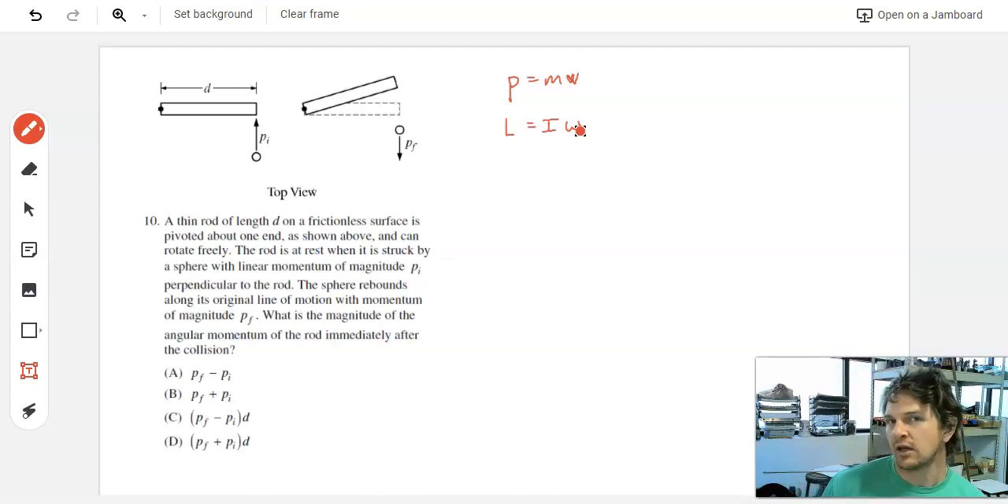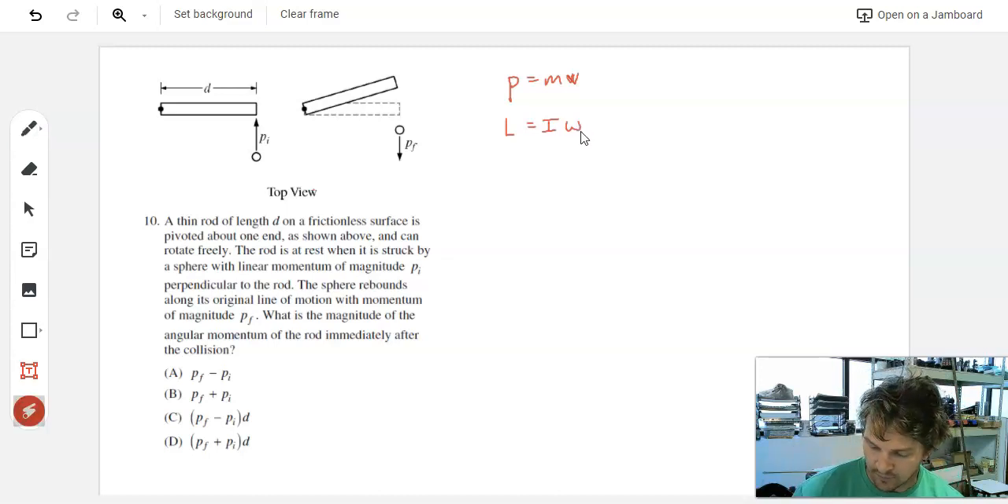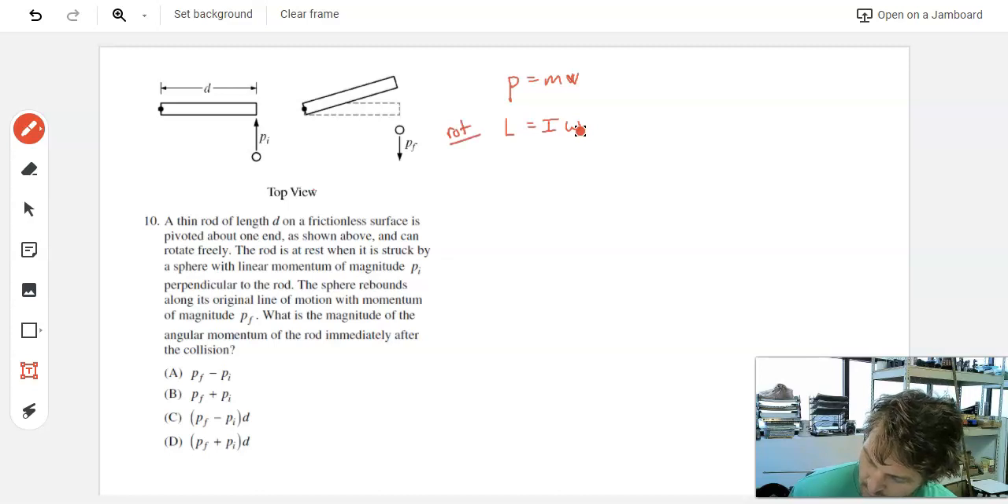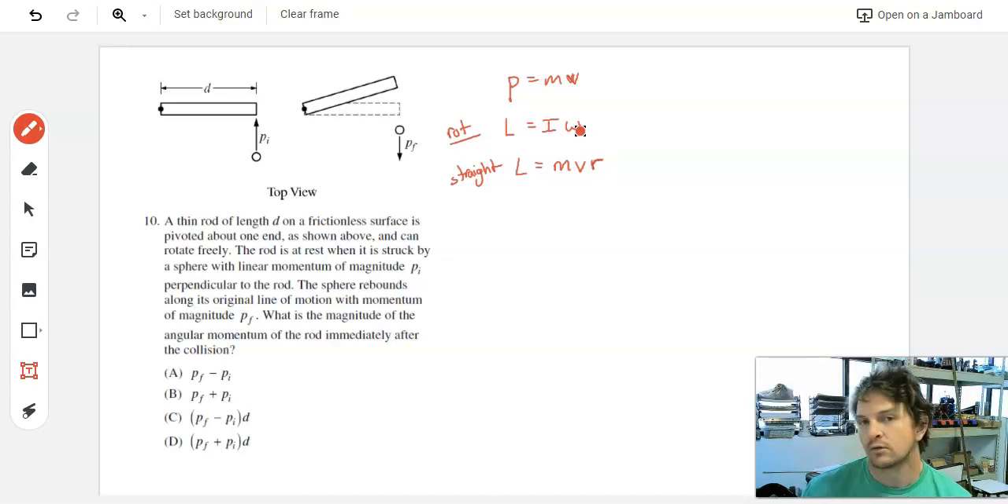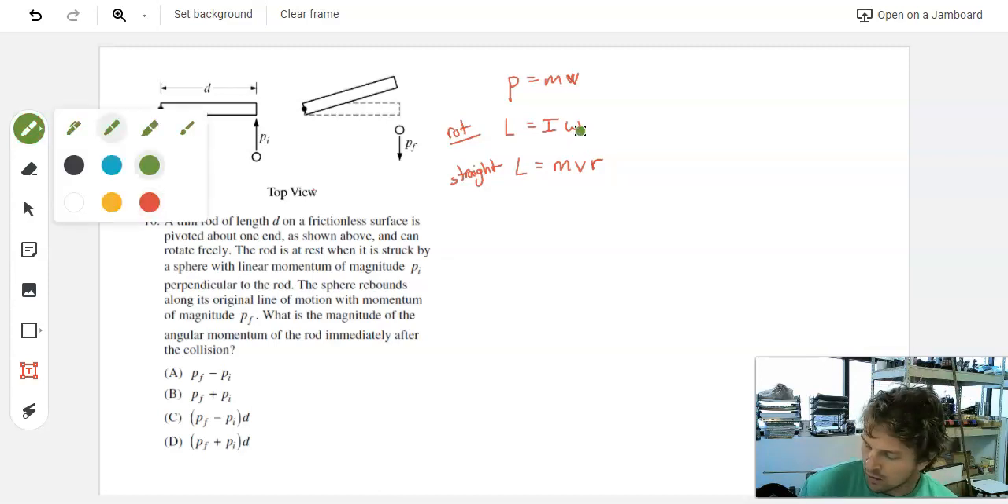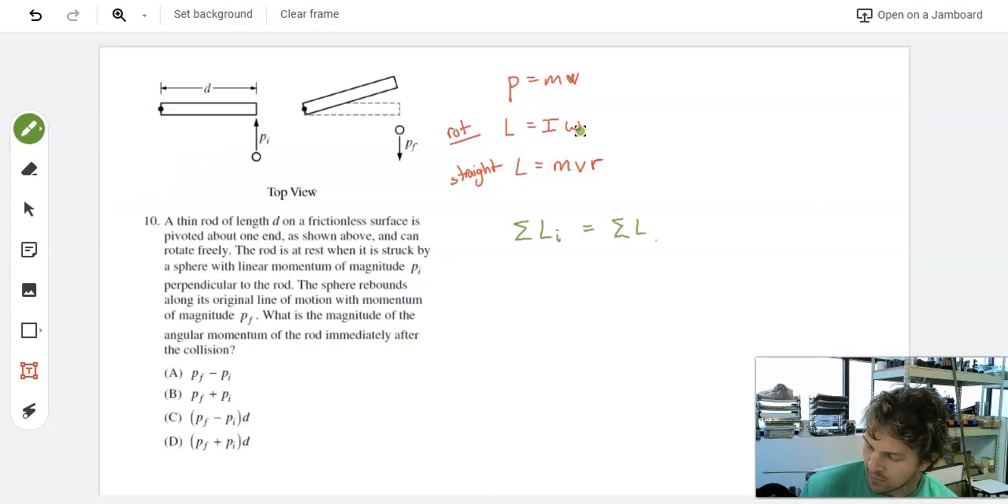If I have a thing that's going straight, like this little ball, struck by a sphere, okay, this is for rotating. If it's going straight, then we know that angular momentum can be found by taking the momentum, mv, of that thing going straight, and multiplying it by how far away it is from the axis point, r, or the pivot point. Okay, so conservation of momentum. All of the angular momentum initially needs to equal all of the angular momentum at the end.